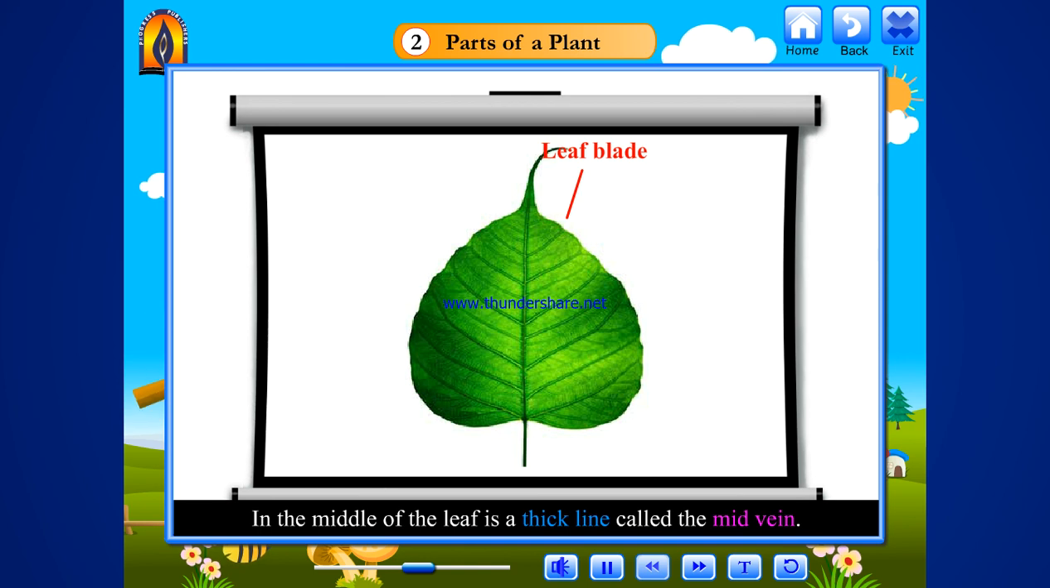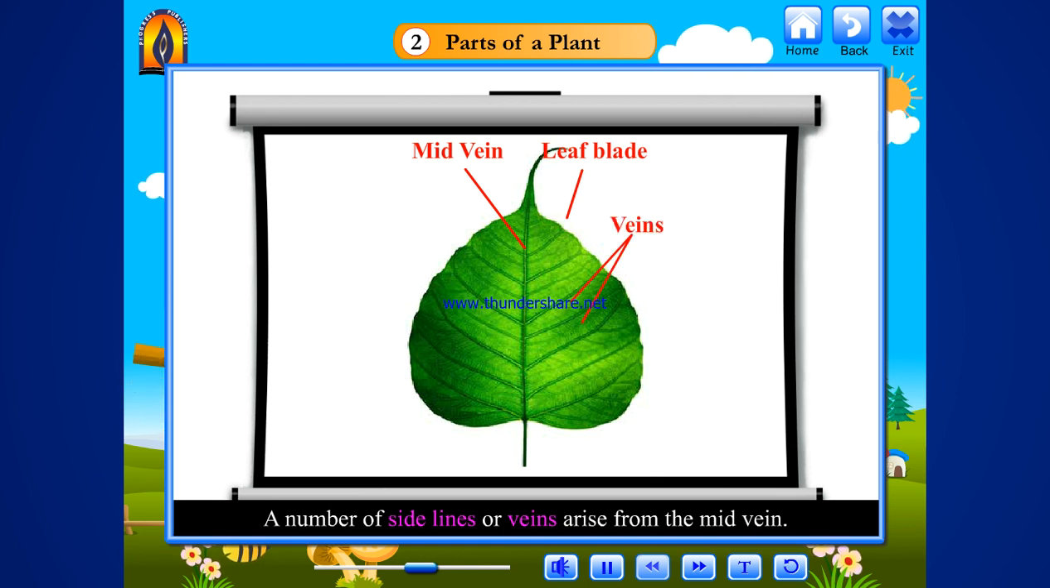In the middle of the leaf is a thick line called the midvein. A number of side lines or veins arise from the midvein. The veins carry water to the leaf. The stalk of the leaf is called the petiole. It joins the leaf blade to the stem.